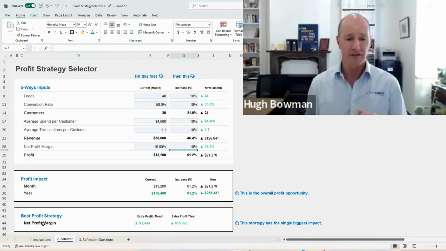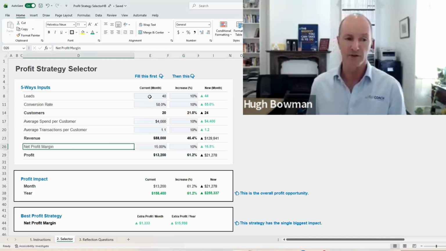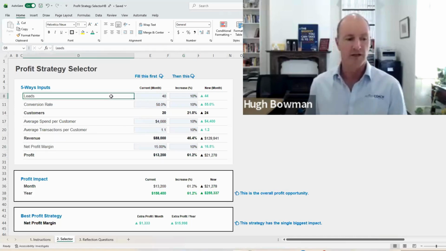The aim is for you to put your own information in there and generate the profit opportunity down here for your business. Depending on where the opportunities lie, you might think you've got more opportunity in profit margin, or you might have lots of opportunity in leads or conversion rate. This will show down here as the best strategy and the one to choose first. Embedded in there is also time, like how much time and difficulty it is to implement that strategy. So have a go popping your numbers in there.